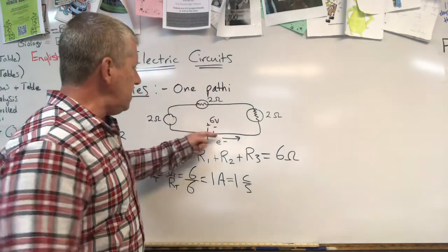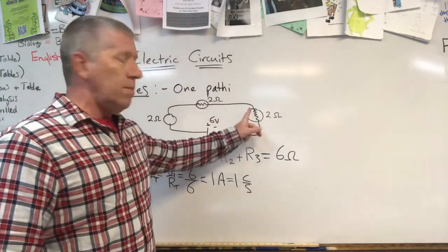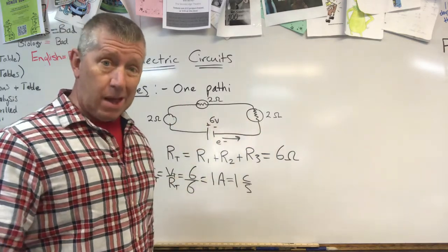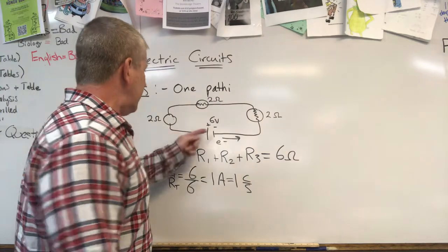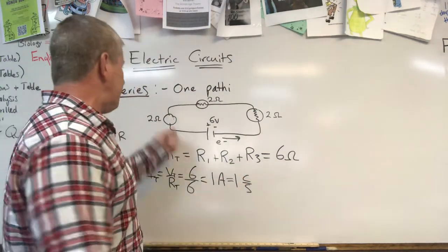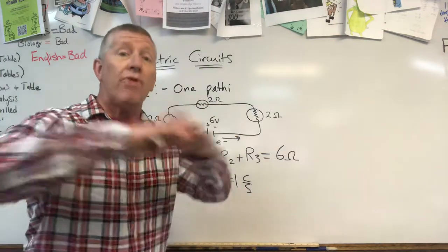Everybody's dead? Well, what about this one? The electrons can still go through that one, can't they? And this one, those should light up, shouldn't they? No, they won't. Because you won't get anything happening unless you've got a complete circuit. You have to complete the circuit for anything to move. If any part of the circuit breaks down, the whole thing breaks down.